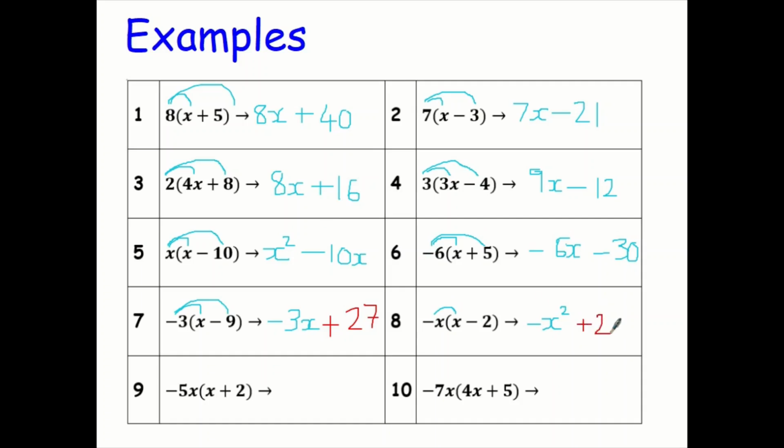Now lots of people forget to put that x on the end. Okay, lots of people forget that, they just put the 2. But look, if there's an x in front of the bracket, there has to be an x on that final term there. Minus 5x multiplied by x is minus 5x squared. And minus 5x multiplied by positive 2 is minus 10x. Again, don't forget that x on the end.